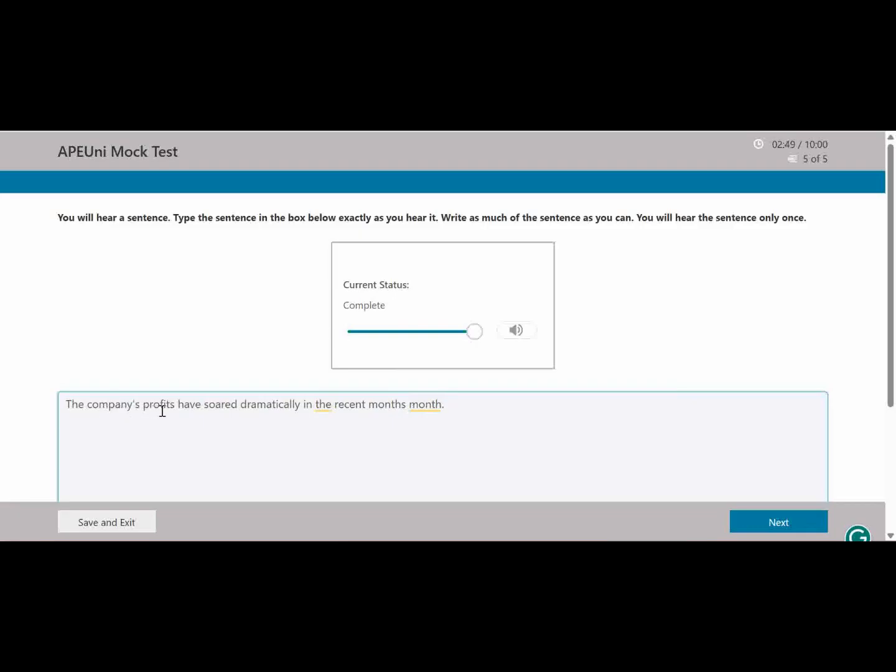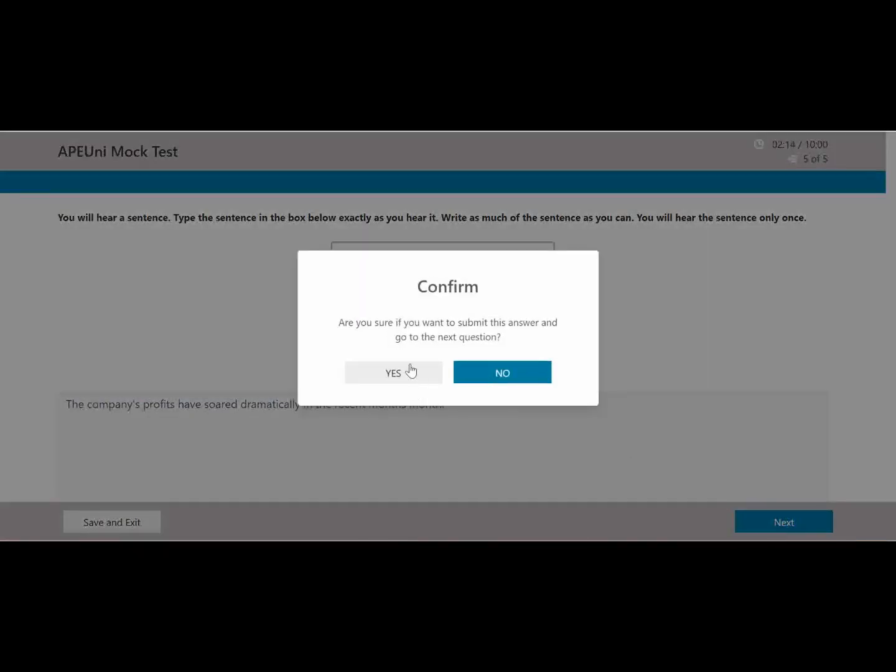So the company's profits, the speaker was talking like the company's profits. So here it is profits, meaning the profit belongs to this company only. So that's why I am writing apostrophe s. So this is the way how you can guess whether you will write apostrophe s or only s, like plural. But this profit belongs only to this company. So that's why I am writing here company's profits have, then we use the third form of verb, dramatically in the recent months. So let's check your result.